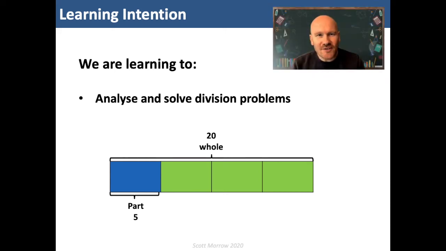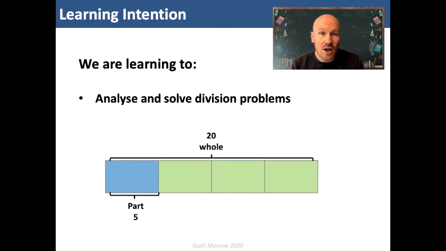Hi guys, over the last few weeks we've been looking at part-whole problems. This week we're moving on to something slightly different. Here we're learning to analyse and solve division problems. Now in each of these problems we're going to know the whole amount, but what we won't know is either the value of each part or how many parts there are. And we're going to use either shading or grouping in order to solve these.